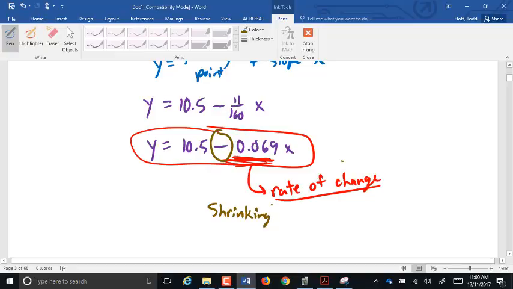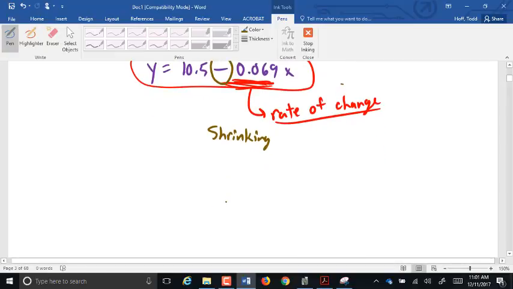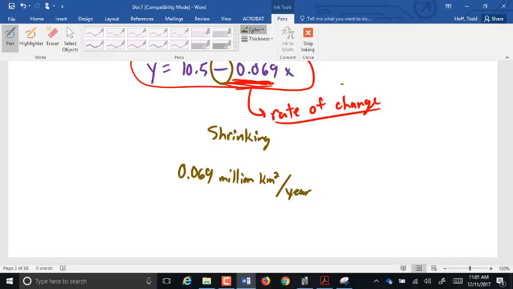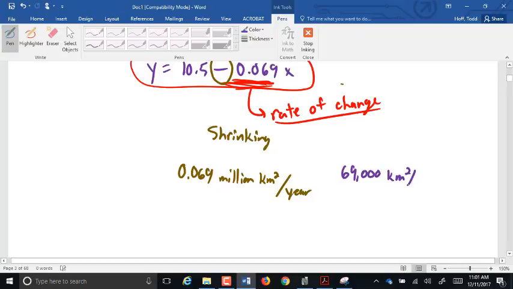By how much? How much per year? Remember, it's in millions of square kilometers. So 0.069 is millions of square kilometers per year. So 0.069 million is about 69,000 square kilometers per year that it appears to be shrinking.